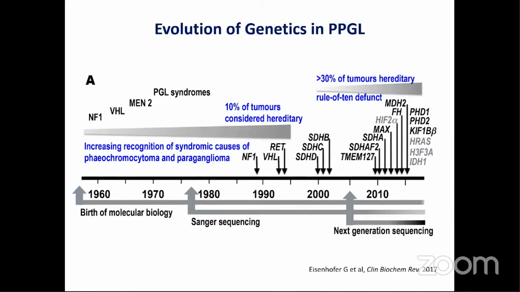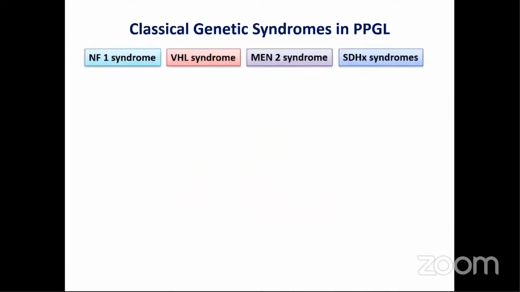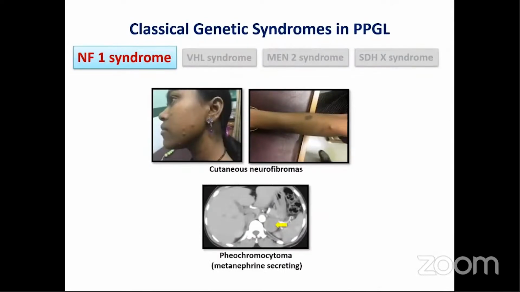Right. So as I already told, we have worked for many decades on the genetics of PPGL. The classical syndromes we had were NF1, VHL, MEN2, and the PGL syndromes. The PGL syndromes are the ones which occur because of mutations in the SDHX genes. Let's start with NF1. As all of you know, they will have typical neurofibromas, scaphoid spots.